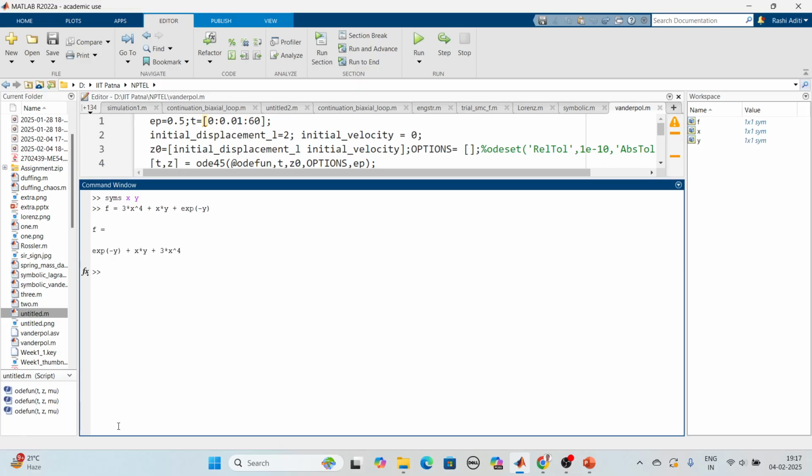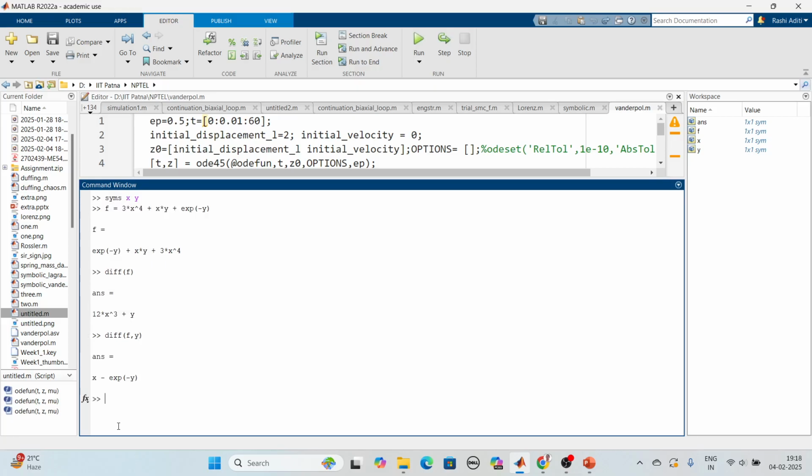Now, if I want to find the differentiation, I have two variables. Differentiation could be with respect to x and it could be with respect to y. So, how will I get the particular differentiation? Now, if I apply diff of f, it gave me the differentiation of the function with respect to x, right? But what if I wanted the differentiation with respect to y? I'll just give the command diff of f, comma, y.